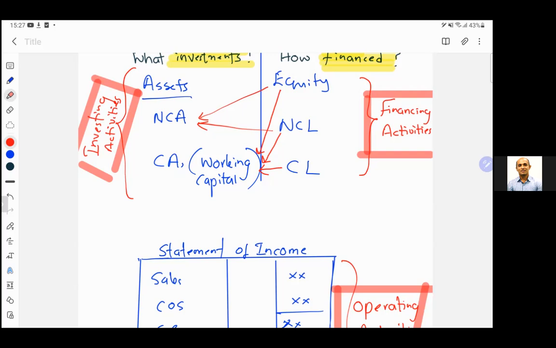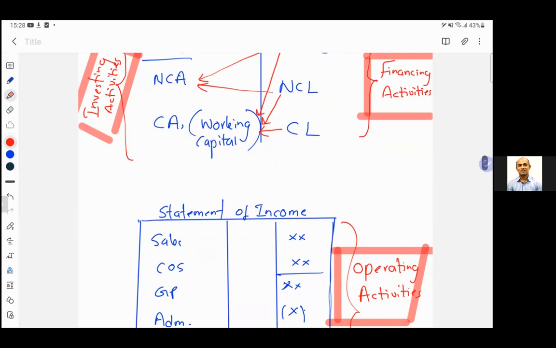So remember, as an analyst, you should logically see companies' financial statements. You don't see from the double entry point of view. By looking at the financial statement, you should be able to identify companies' investing activities, financing activities, and operating activities. So such a logical view is very important to be an analyst.